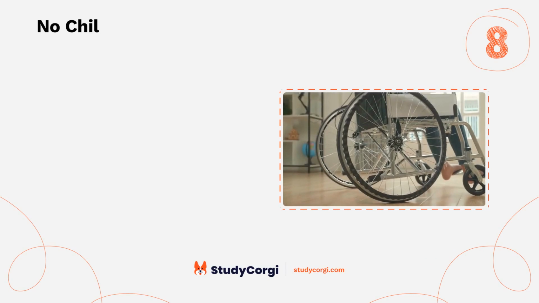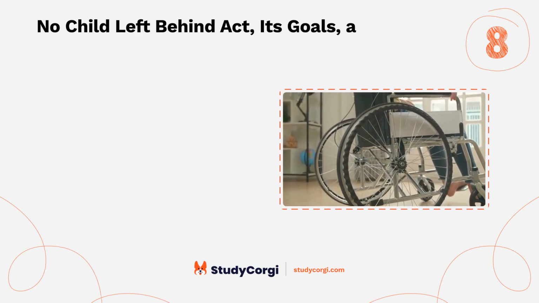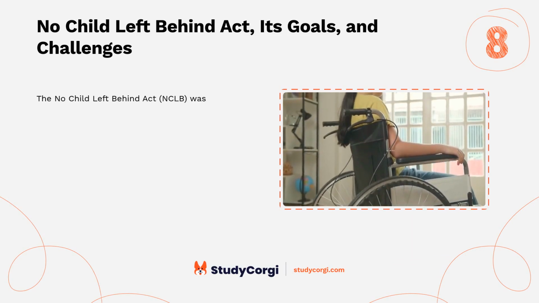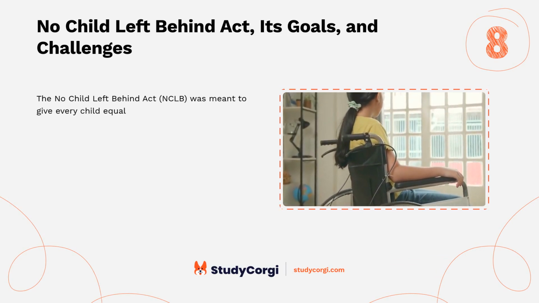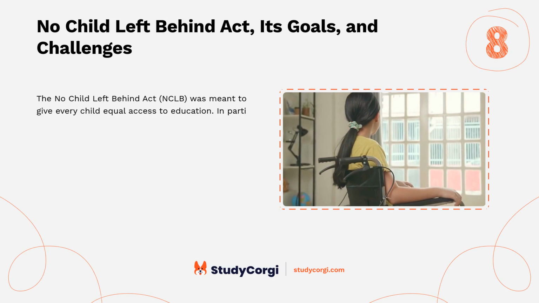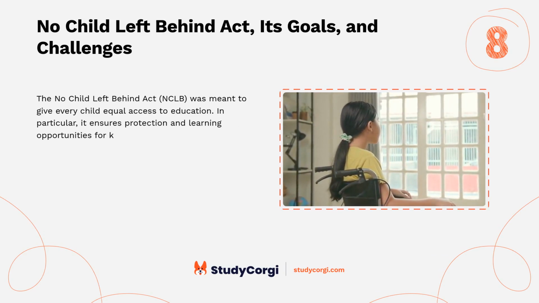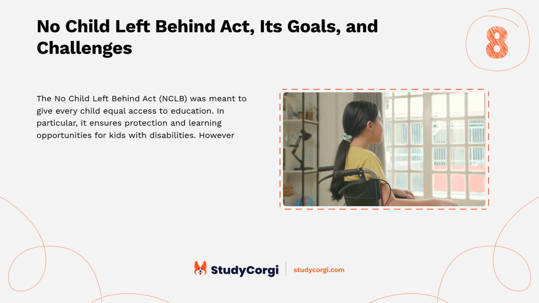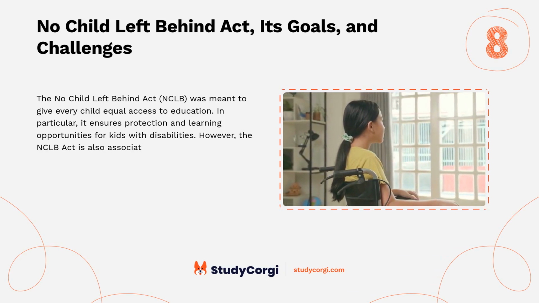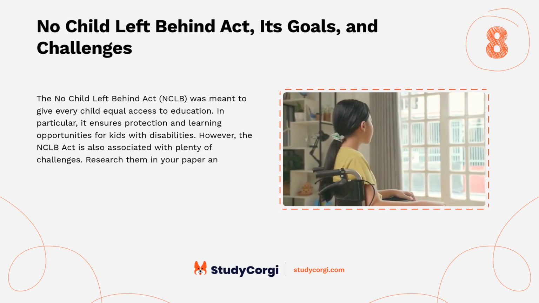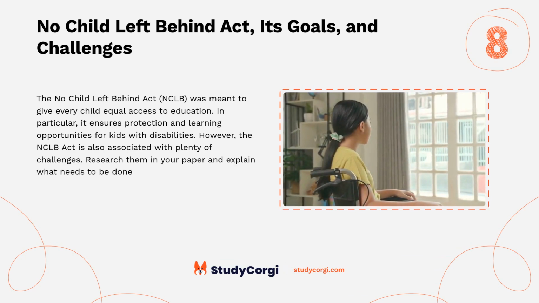No Child Left Behind Act, its goals and challenges. The No Child Left Behind Act, NCLB, was meant to give every child equal access to education. In particular, it ensures protection and learning opportunities for kids with disabilities. However, the NCLB Act is also associated with plenty of challenges. Research them in your paper and explain what needs to be done to overcome them.